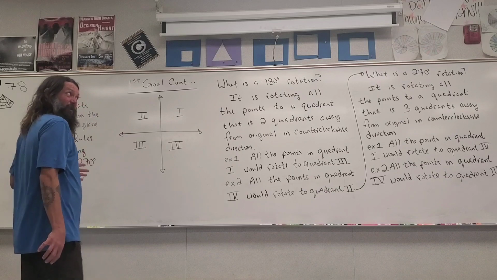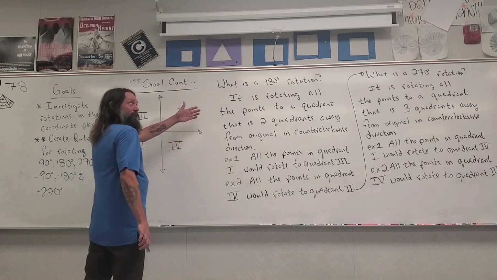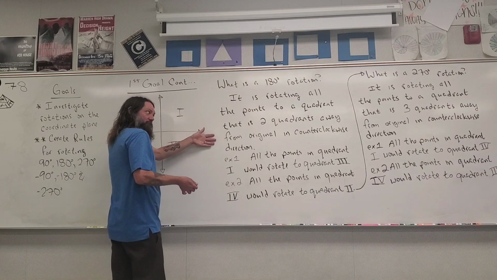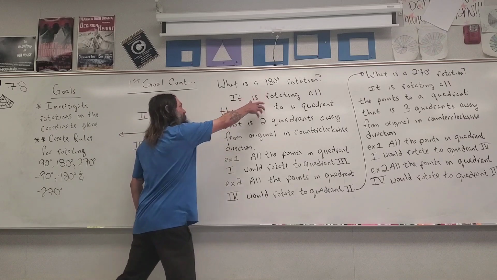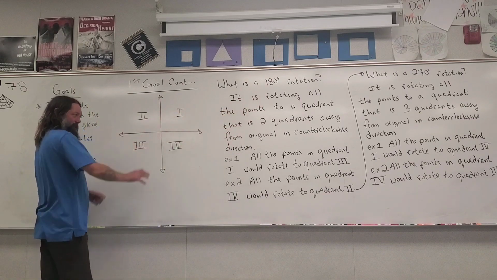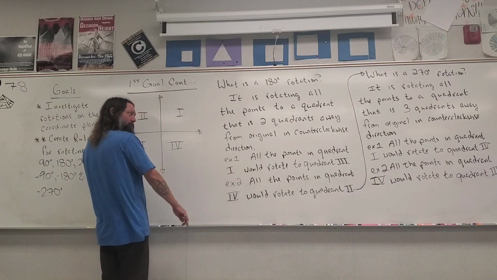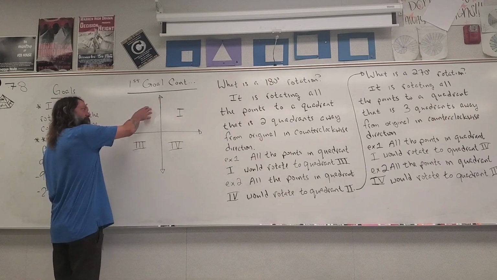So I have just two more scenarios here. What is a 180-degree rotation? It is rotating all the points to a quadrant that is 2 quadrants away from the original in a counterclockwise direction. Remember, counterclockwise is positive. So example 1, all the points in quadrant 1 would rotate to quadrant 3.